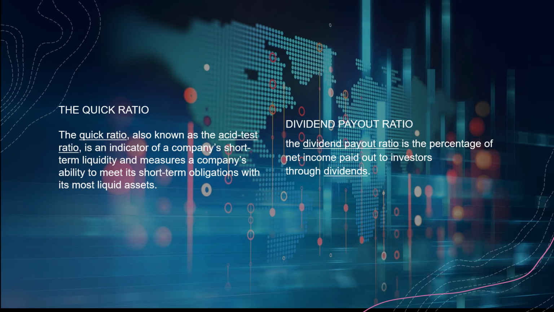For the last two types of accounting ratios, the quick ratio and the dividend payout ratio. The quick ratio, also known as the acid test ratio, is an indicator of a company's short-term liquidity and measures a company's ability to meet its short-term obligations with its most liquid assets. And the dividend payout ratio is the percentage of the net income paid out to investors through dividends.